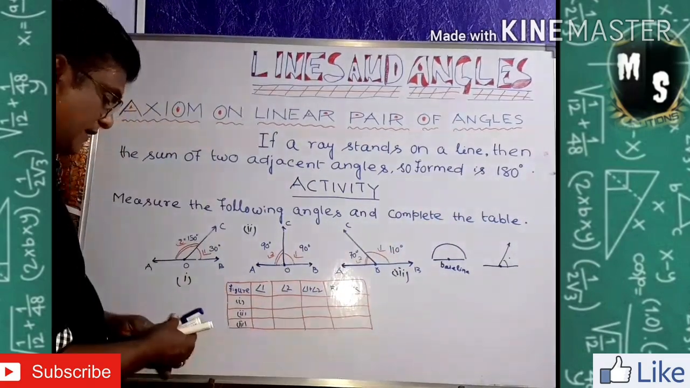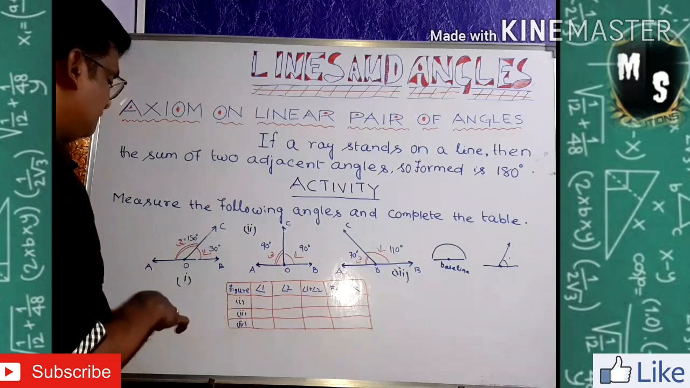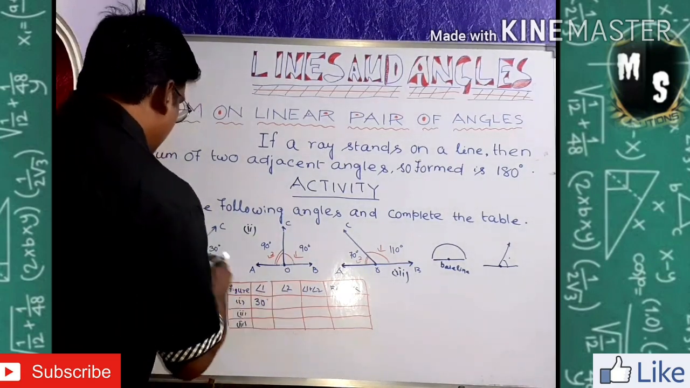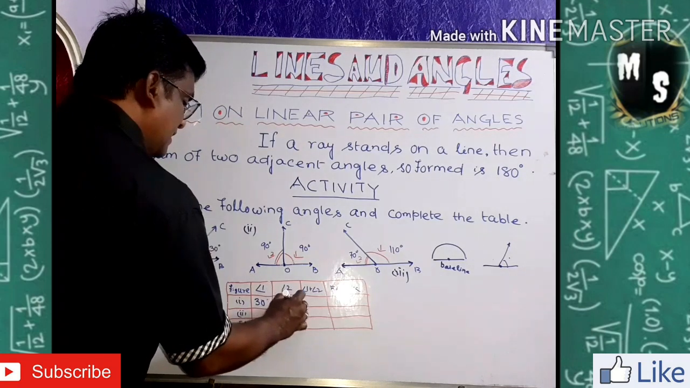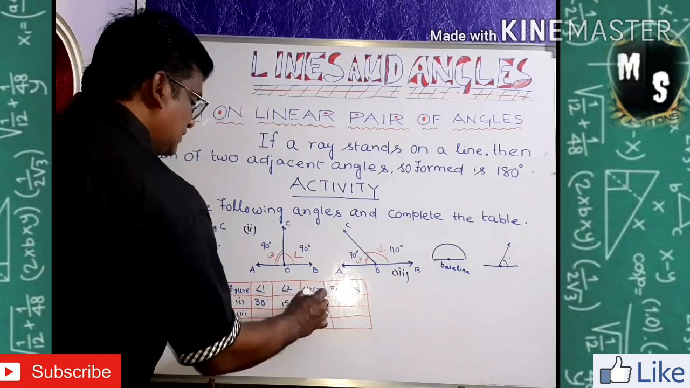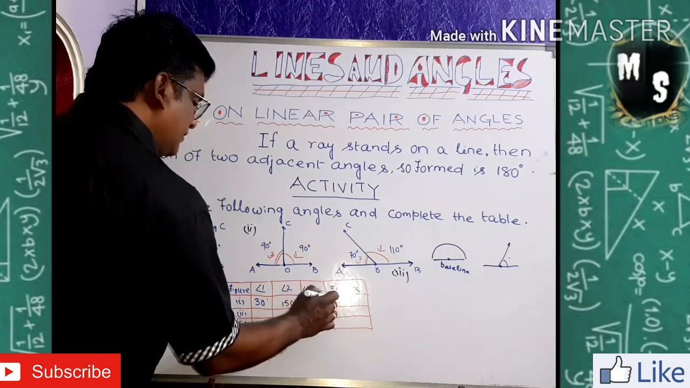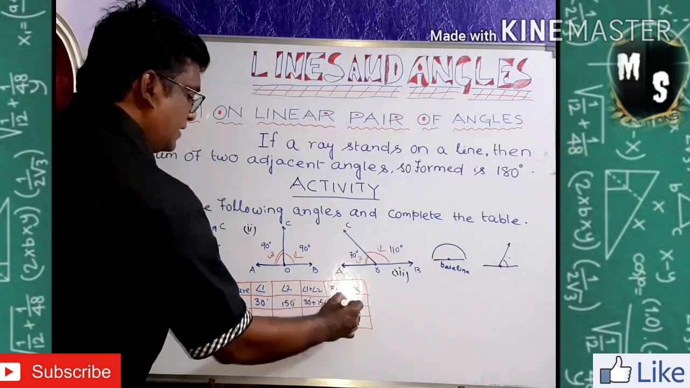Clear? So I am writing now. You see how I am writing. In my figure 1, angle number 1 is 30 degree. I wrote, angle number 2 is 150 degree. And it is 30 plus 150 degree. Clear? Then it is giving me 180 degree.